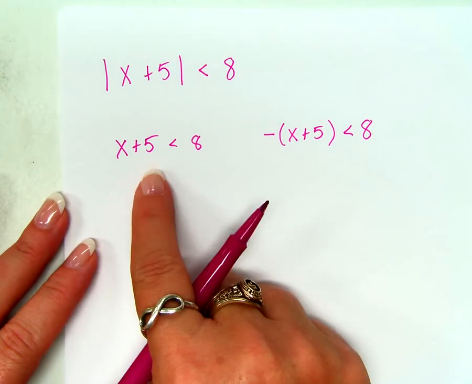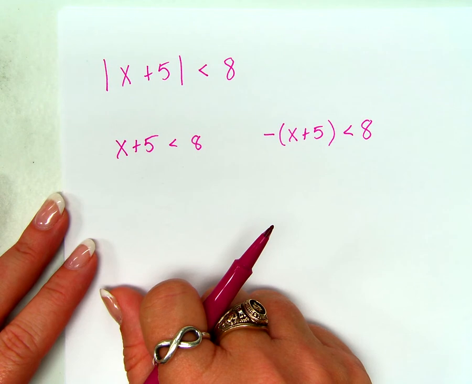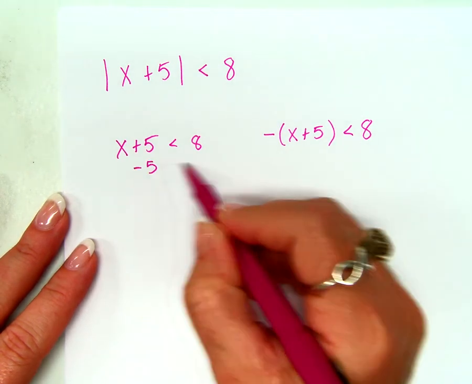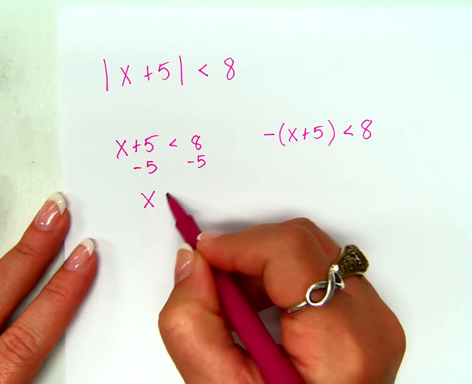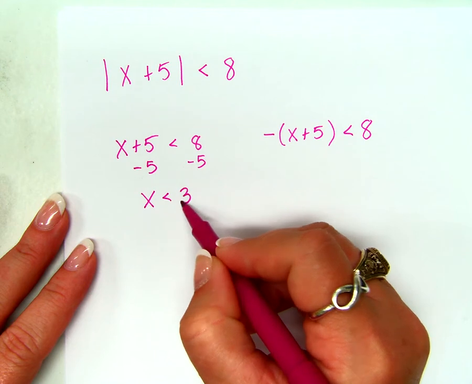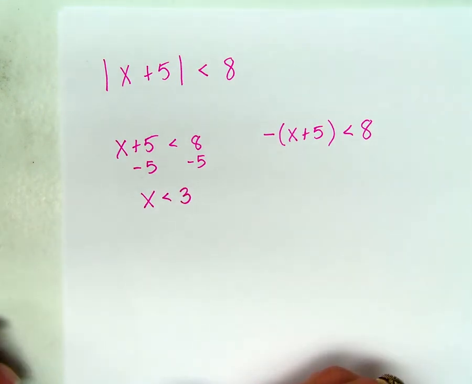Now what? Okay, subtract 5 from both sides. X is less than? Yes, 3. Excellent.